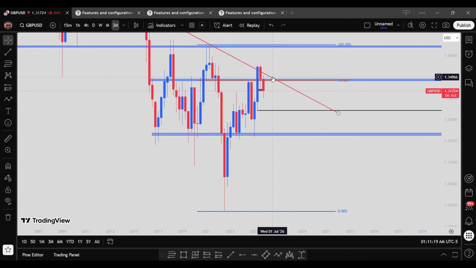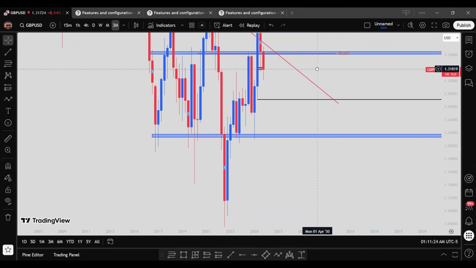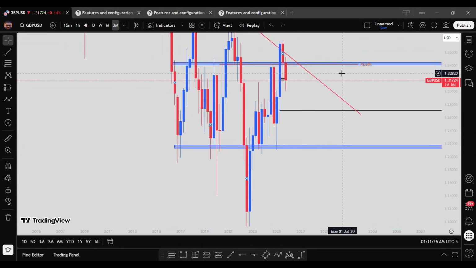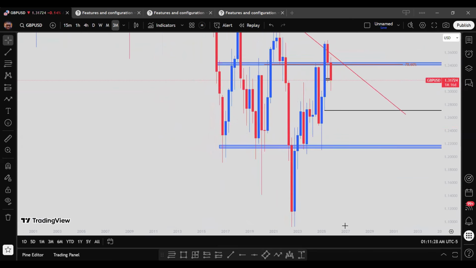Price got into this trend line level for the third touch, and price was also still respecting the 70.6 Fibonacci level and a major key level at this point. So I see no reason why GBPUSD should not continue dropping back to the downside.